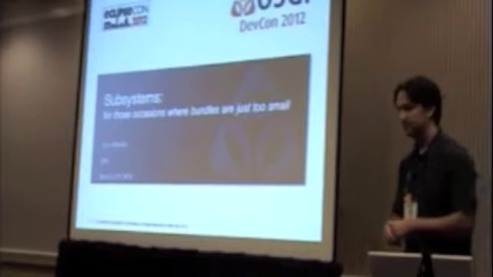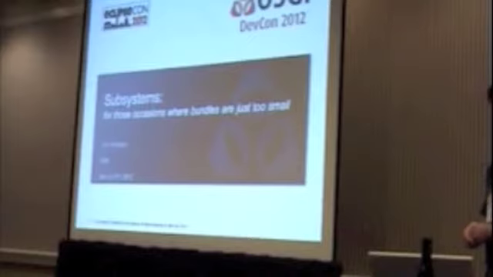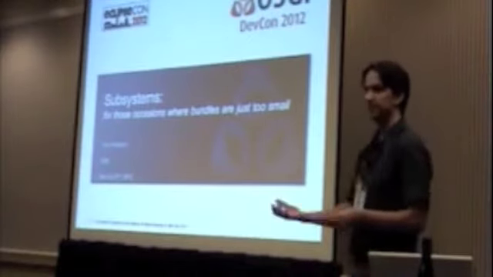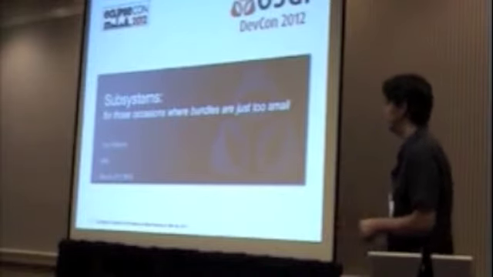Primary example is the OSGi framework itself. It's a reference implementation. And today I'm here to talk to you about the subsystem specification, which is going to be included in the R5 Enterprise specification.